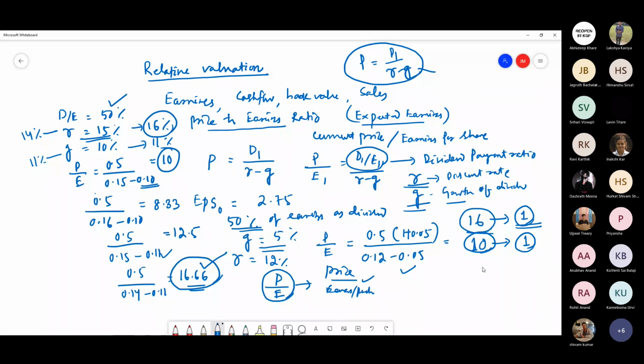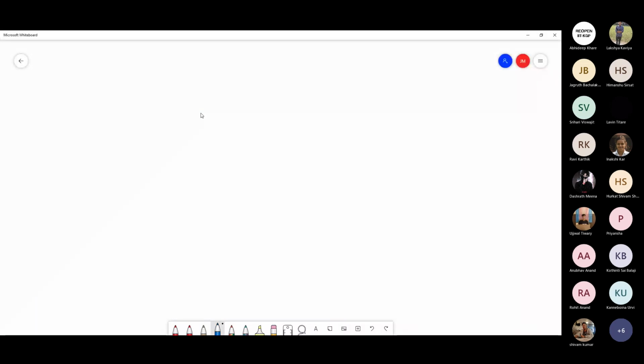Apart from this price earning ratio, we have another multiple we use, that is called the price to book ratio. We call it the P by B ratio. So what is this P by B ratio? The P by B ratio is basically about the book value of a particular company.